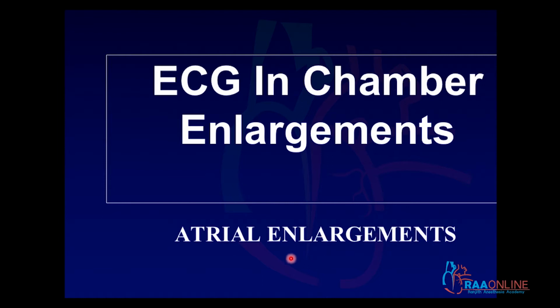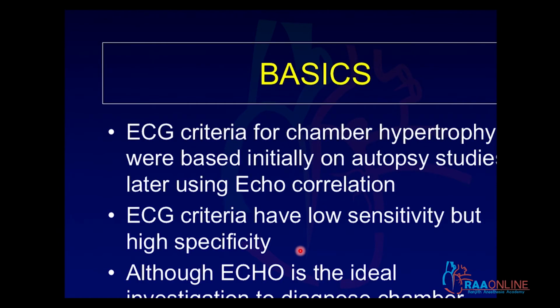So first we look at the atrial enlargements. Before that, we must know, although the ECG is one of the investigations to diagnose chamber enlargement, the best investigation to diagnose chamber enlargement is echocardiography. So echocardiography is the best investigation if you want to diagnose atrial enlargement, ventricular hypertrophy, or any chamber enlargement.